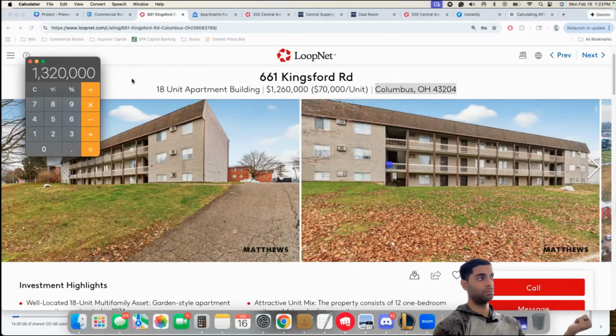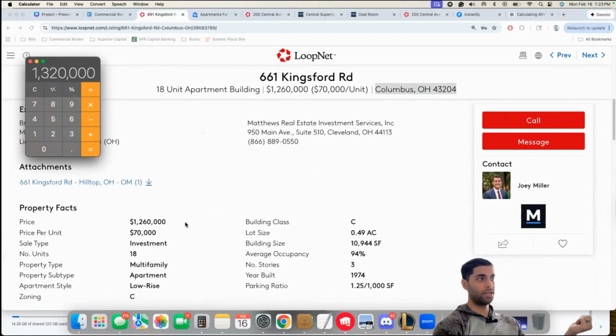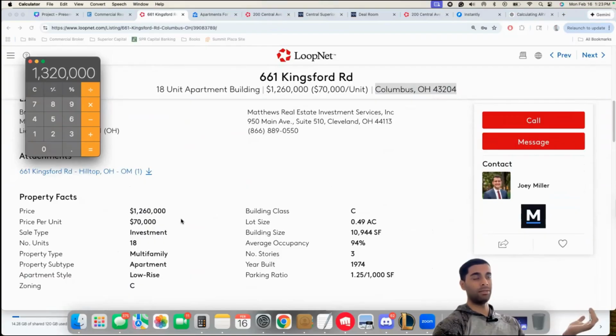What is this? A $60,000 increase in value based on the current asking price and the stabilized value. So chances are I'm not going to be able to make a deal happen here. Maybe if this property was selling for a million or so, I might be able to make something happen.